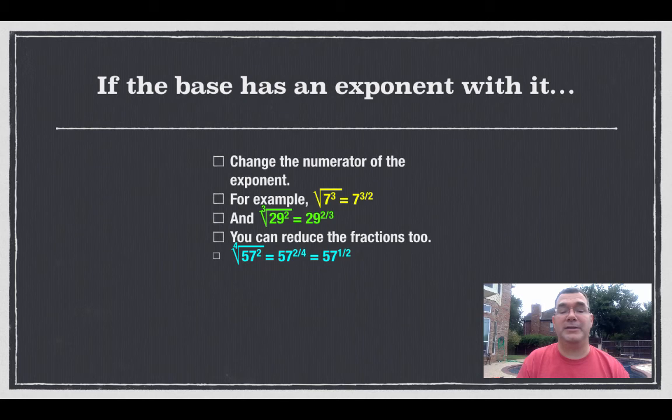All right, we can also reduce the fractions too. So if I have 57 squared and I'm taking the fourth root of that, that is 57 to the 2/4. And I know that 2/4 is 1/2, so I can write that as 57 to the 1/2.